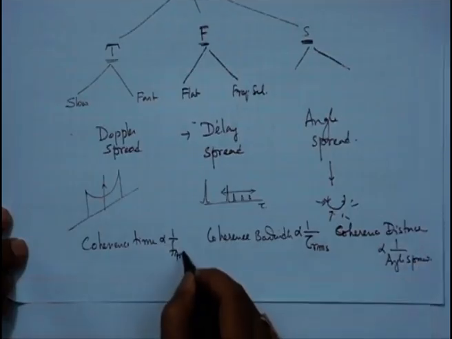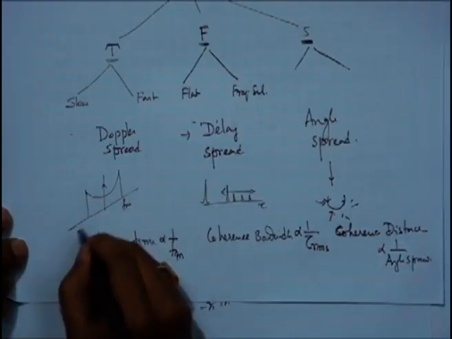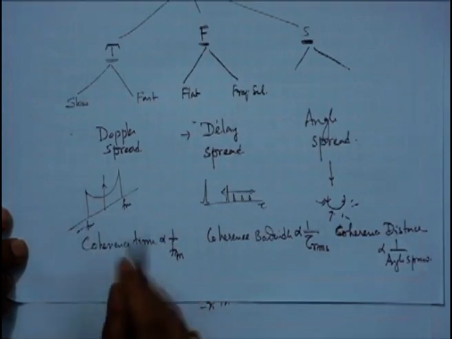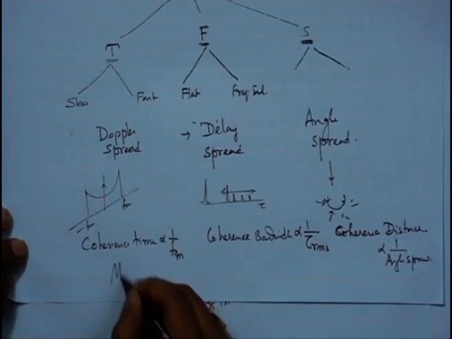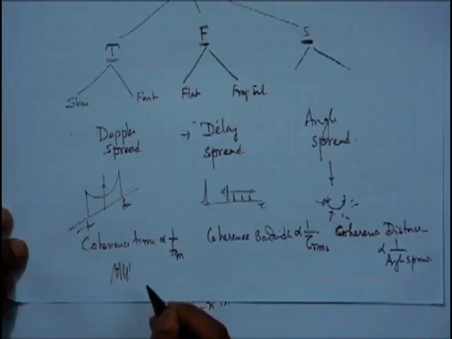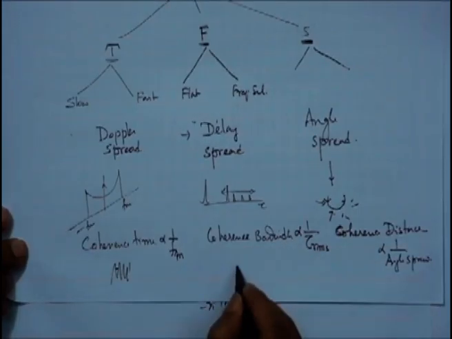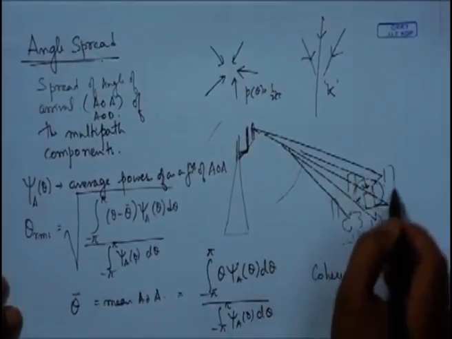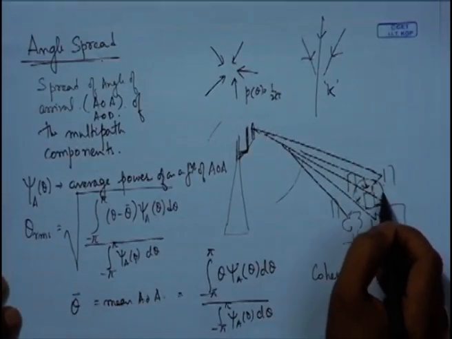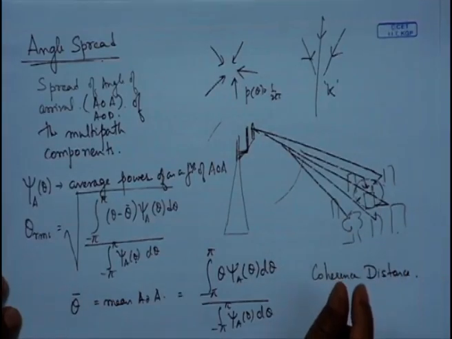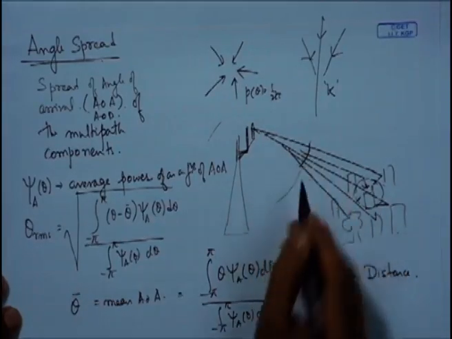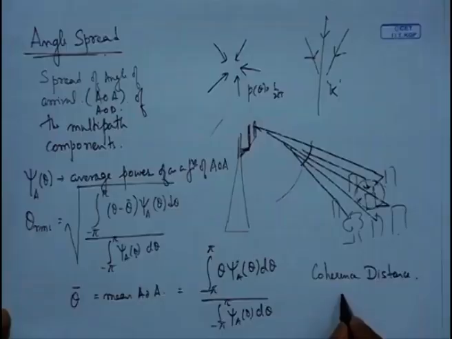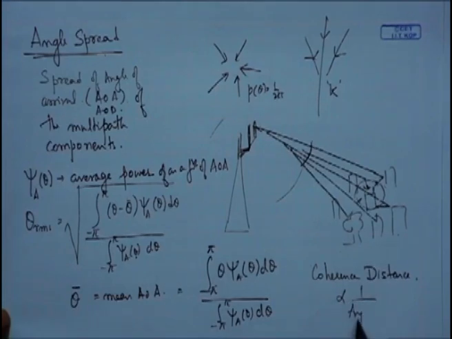This means that as the Doppler frequency increases, the coherence time decreases. That means the faster it fluctuates, the distance of time for which it is coherent is less. Similarly, the more is the spread, the less is the coherence bandwidth. Here also it is talking about the same thing. The more is the distribution of the angle of arrival, the lesser is the coherence distance, and the less is the spread, the larger is the coherence distance. So coherence distance is inversely proportional to angle spread. Let us write this.